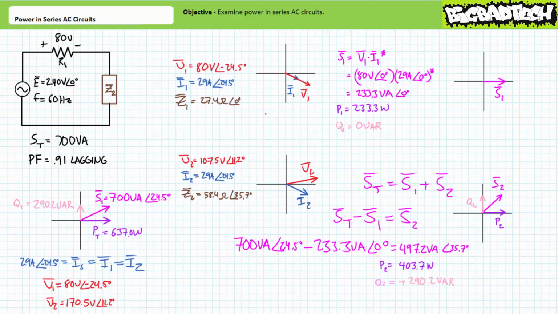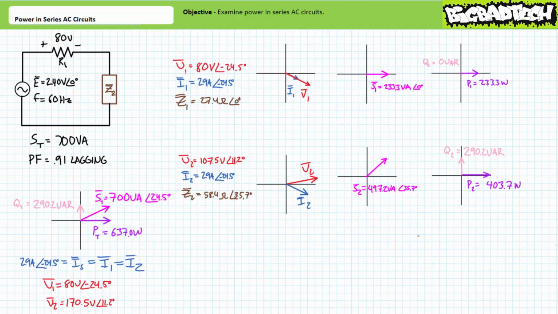Resolving this into its real and reactive components demonstrates the second impedance is directing 403.7 watts towards real power and 290.2 VARs towards a reactive interchange. This is to be anticipated given the mixed resistive and reactive nature of this particular element.